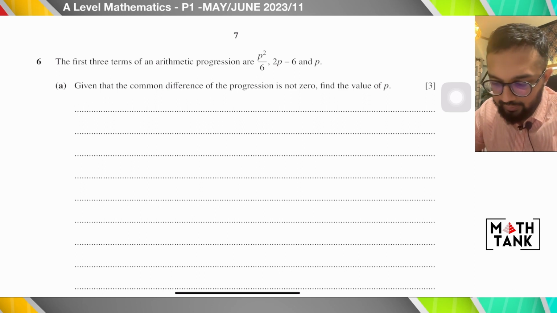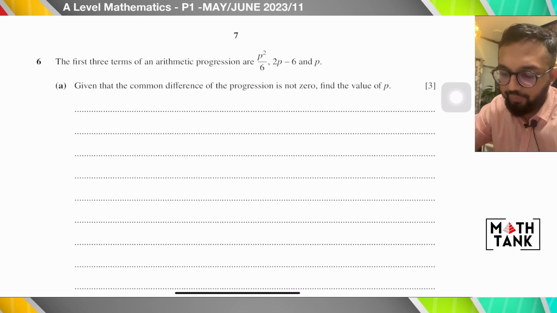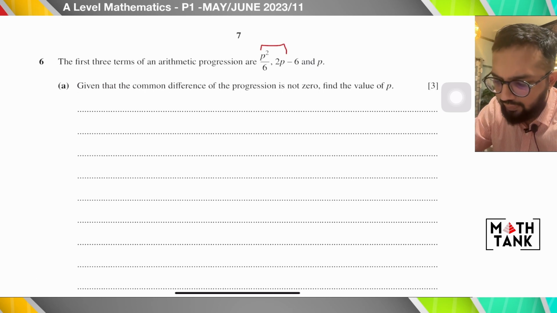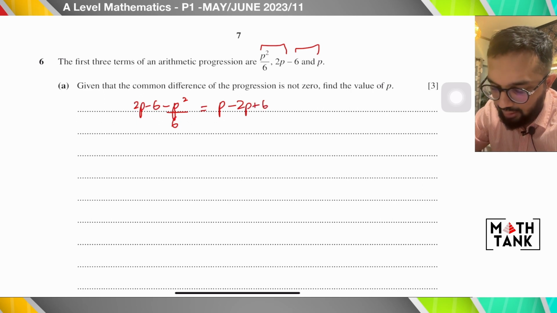This is the first three terms of an arithmetic progression: p square over 6, 2p minus 6, and p, given that the common difference of the progression is not 0. Arithmetic progressions have a common difference, so the difference between these two will be equal to the difference between these two. So 2p minus 6 minus p square over 6 should be equal to p minus 2p plus 6. Okay. 12p minus 36 minus p squared, divided by 6. I've taken a common denominator, so I get minus p plus 6 here.